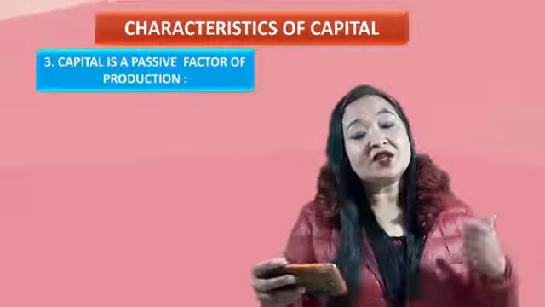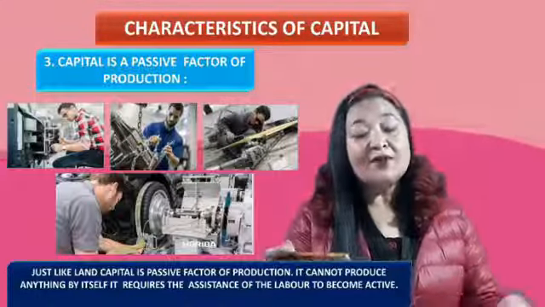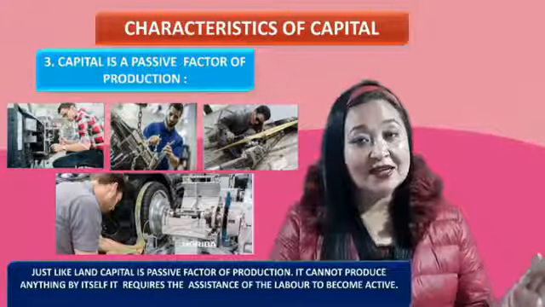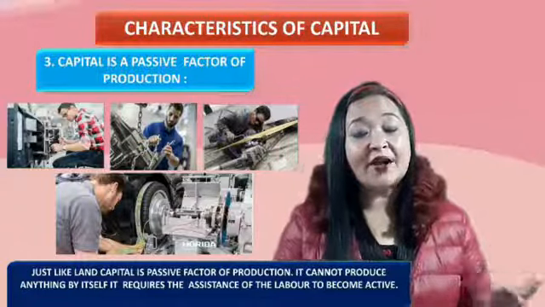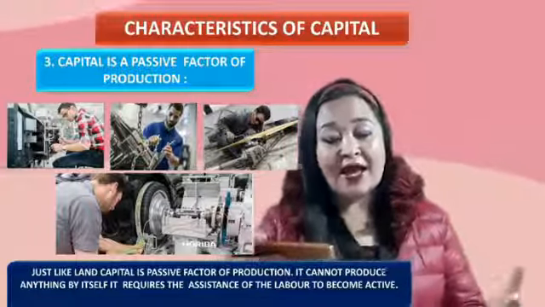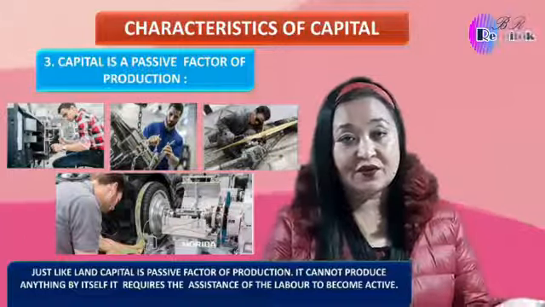The third characteristic of capital is that it is a passive factor of production. Just like land, capital is also a passive factor of production, which means that it cannot produce anything by itself. So what does it require? It requires the assistance of human labor to become active or productive. So that's the third characteristic.